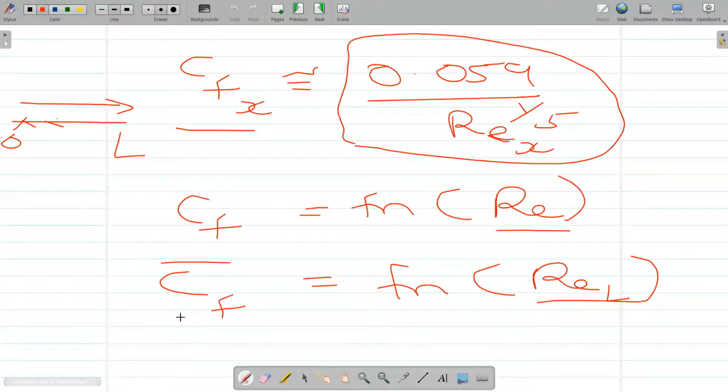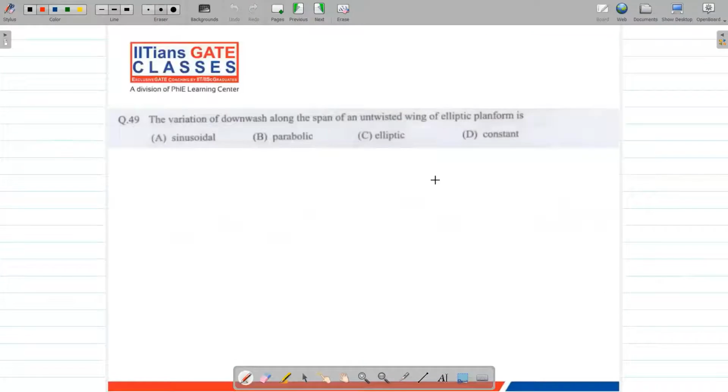It remains constant, because CF is a function of the Reynolds number based upon the location on the flat plate, and if I take the average value of CF by averaging it over the entire length of the flat plate, it is still going to be a function of Reynolds number. And the Reynolds number is unchanged, so CF should remain unchanged. Right. In this question, again, a very simple one.